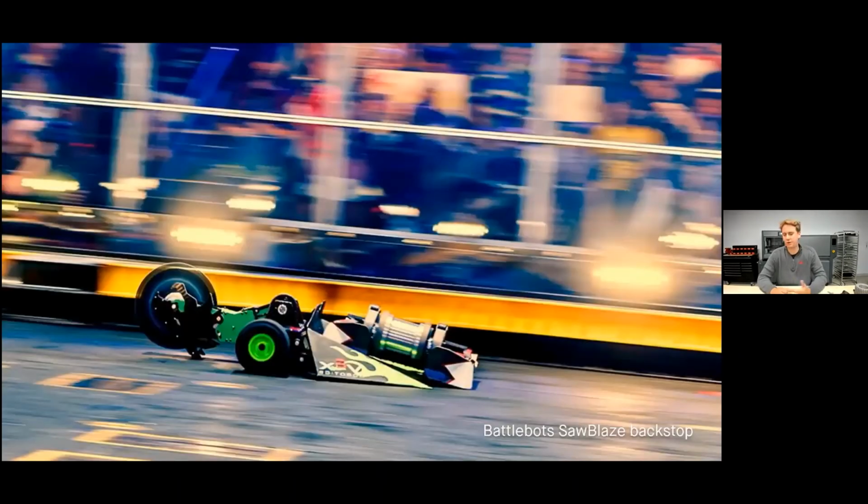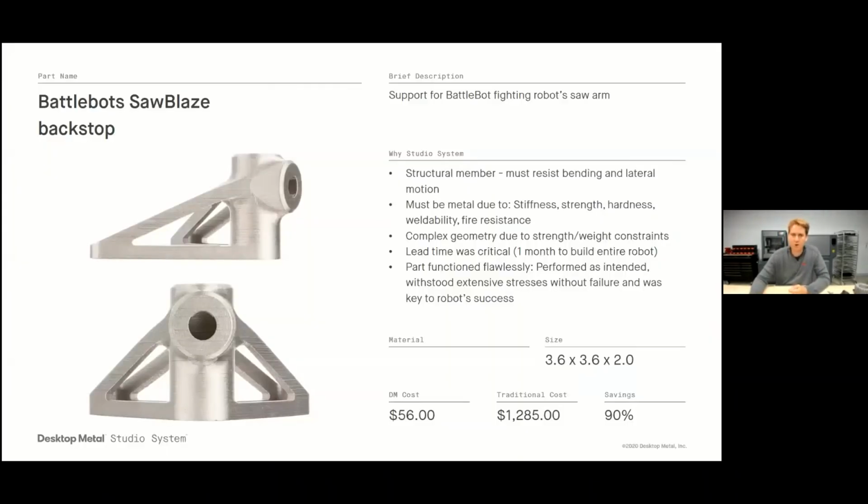Saw blades. So this is that BattleBot I mentioned earlier. Printed a couple different parts from this. One of those parts is this backstop. So this is actually a support for the BattleBot's fighting robot saw arm. It's a structural member, so it must resist lots of bending, lateral motion. Needs to be metal. It has some relatively complex geometry because they're trying to reduce the weight as much as possible. And then lead time was critical here as well. The team has only a month to build this entire robot, so they need to move very quickly.